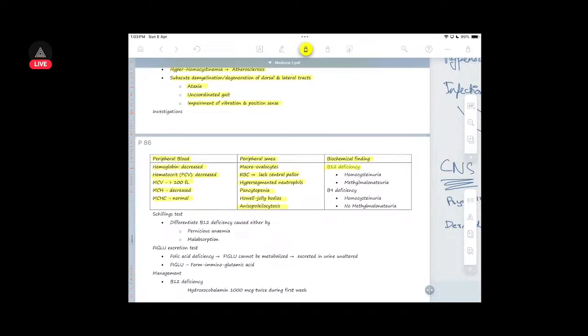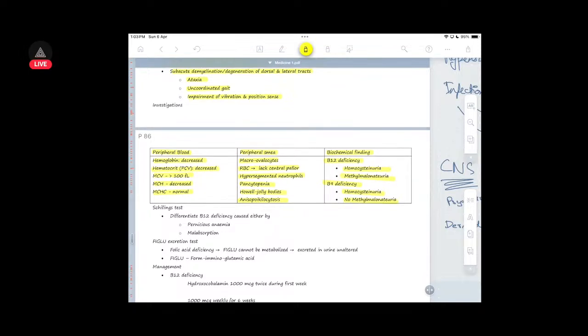Okay, so biochemical findings: you can have homocystinuria, methylmalonuria in B12 deficiency. In B9 deficiency, homocystinuria, no methylmalonuria, that's the only difference. Methylmalonuria is present only in B12 deficiency. Okay, so we can do Schilling's test also to differentiate B12 deficiency caused by pernicious anemia or malabsorption.